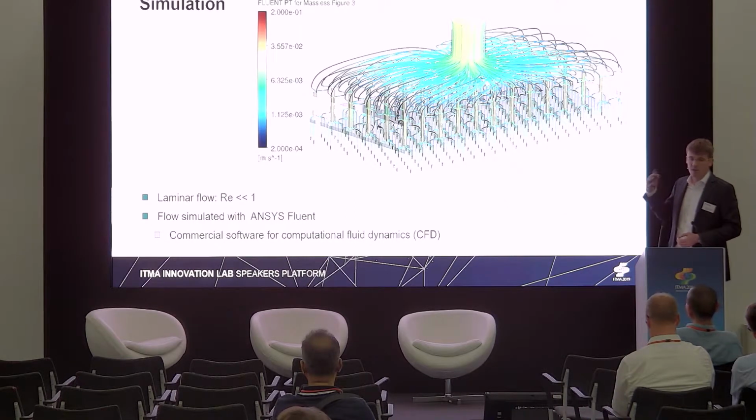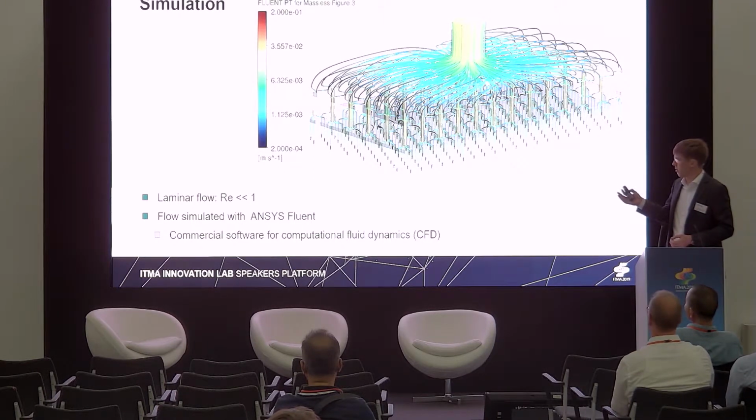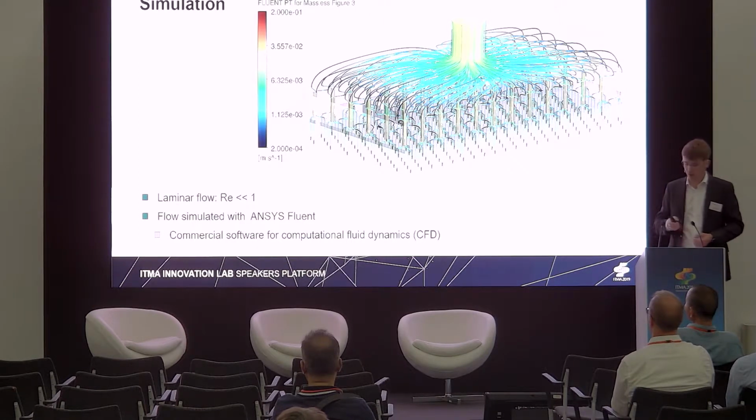Then we can simulate the spin pack. Flow simulations are done with commercial software, so we can usually use ANSYS Fluent in order to do this. Here you can see some illustration of the flow path of polymer going through such a spin pack, or especially through this sample spin pack, which I use here for illustration.